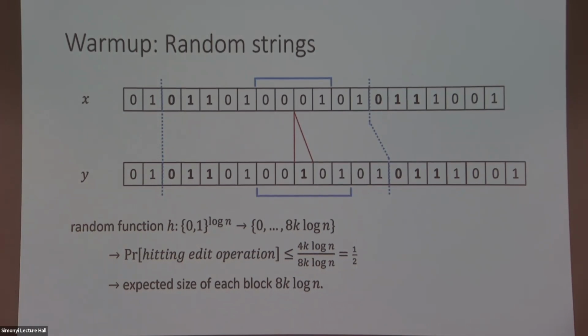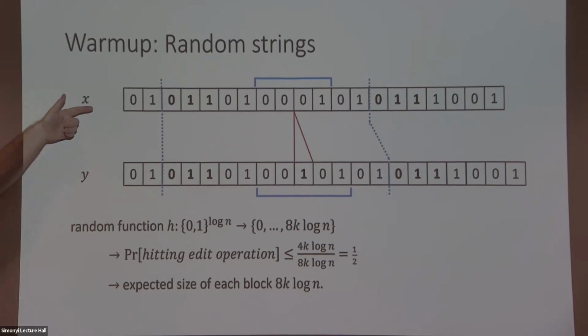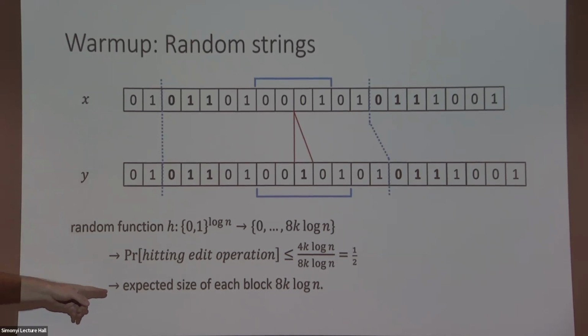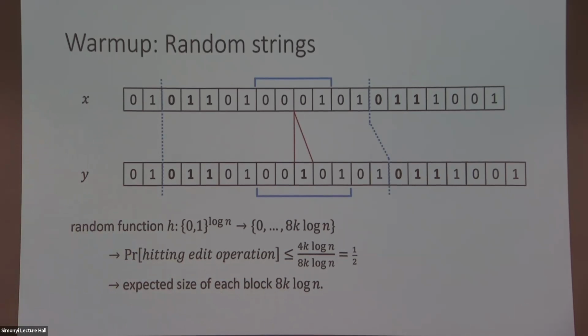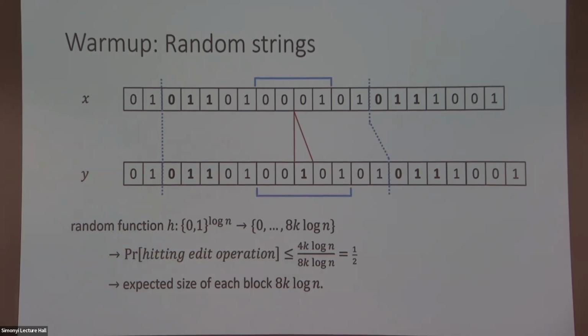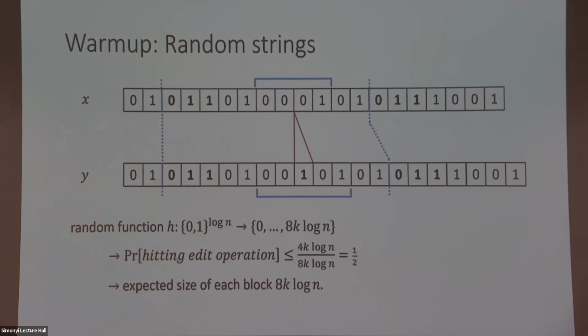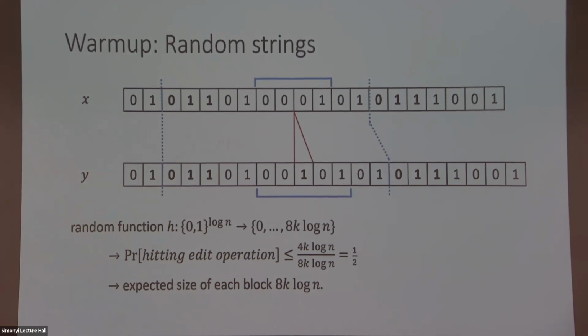And what's going to be the length of the blocks? Well, in expectation, if the string x is random, you expect the size of each block to be roughly 8k log n, because that's how often you decide to break it. So the blocks will have exactly the size I promised, and there's a good chance you don't mess up the strings. So that's for random strings.